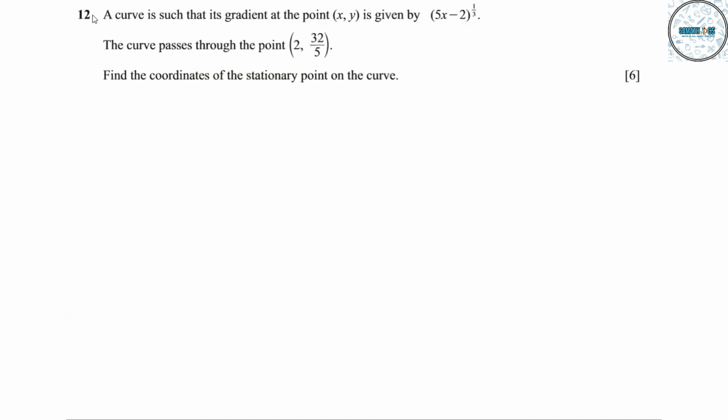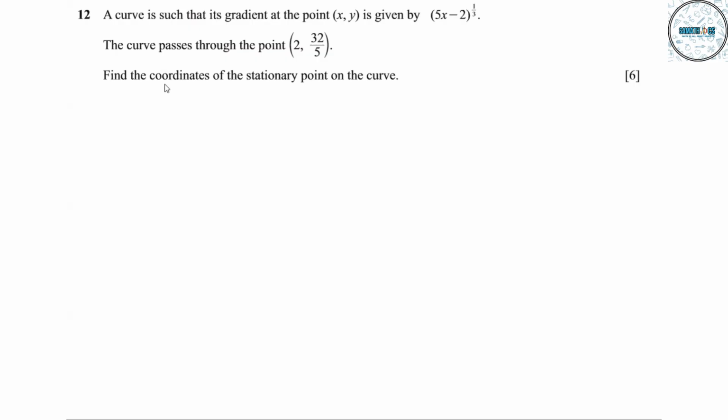Now the last question, question number 12. A curve is such that its gradient at the point xy is given by 5x minus 2 with power 1 upon 3. The curve passes through the point 2, 32 upon 5. Find the coordinates of the stationary point on the curve.